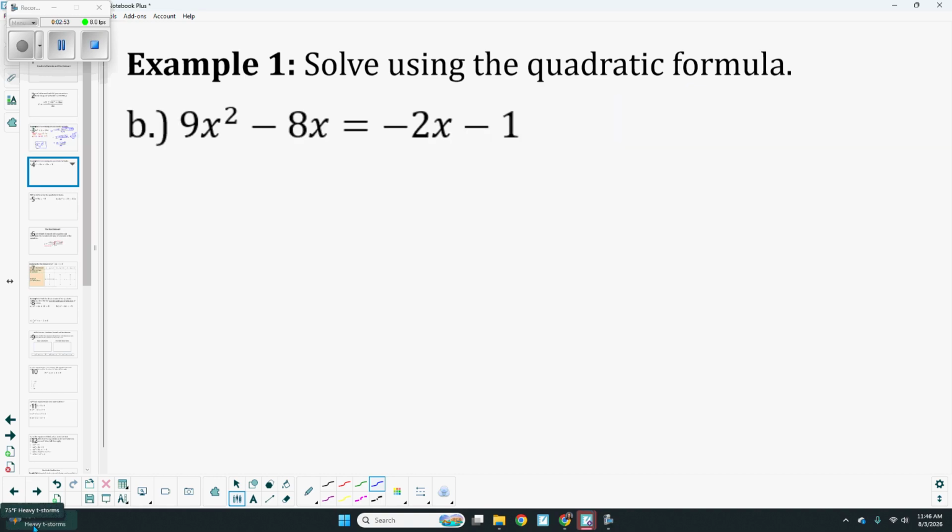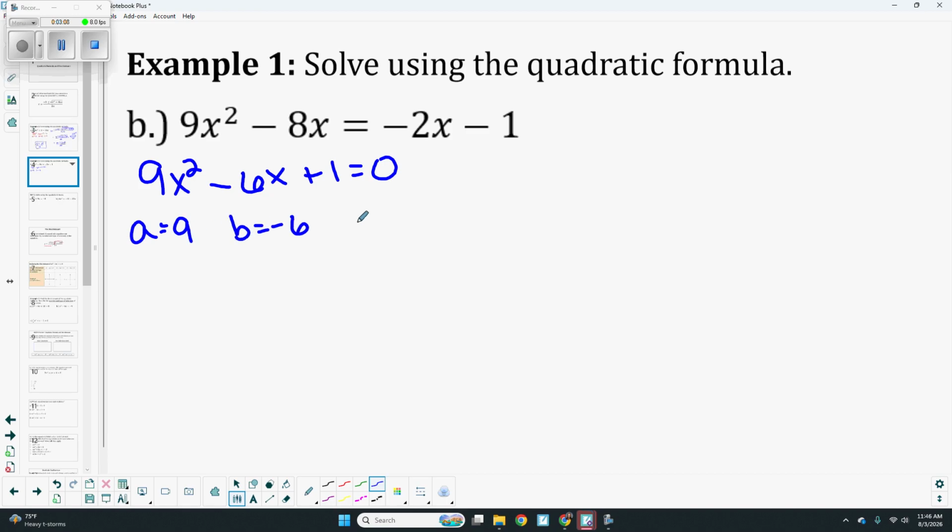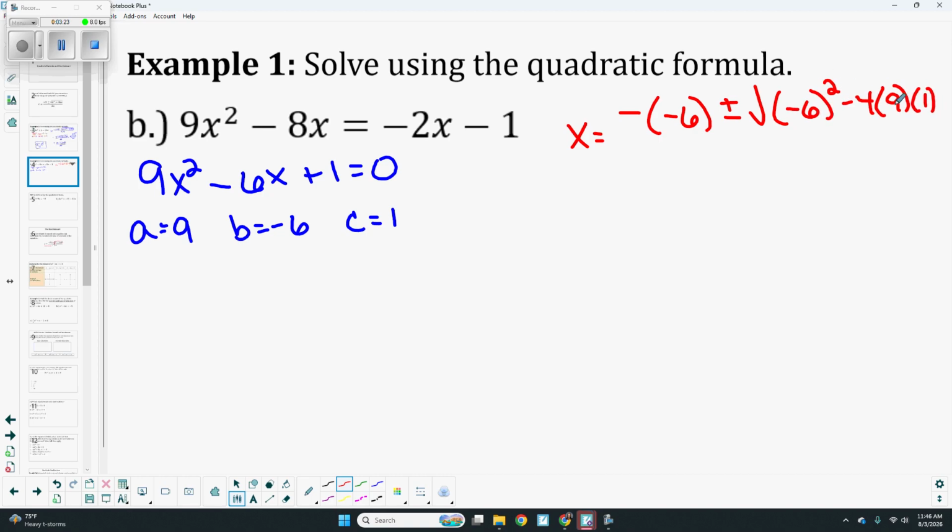Let's do another one together. So I'm going to minus the 2x and add the 2x and add the 1. So that's minus 6x plus 1 equals 0. So the a is 9, the b is negative 6, the c is 1. So opposite of b, plus or minus the square root of b squared minus 4ac, all over 2a.